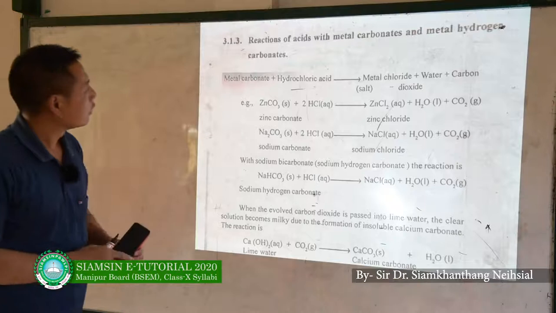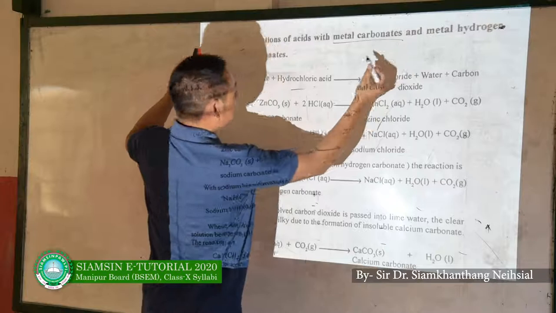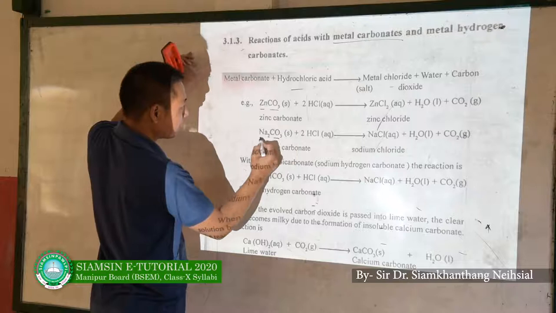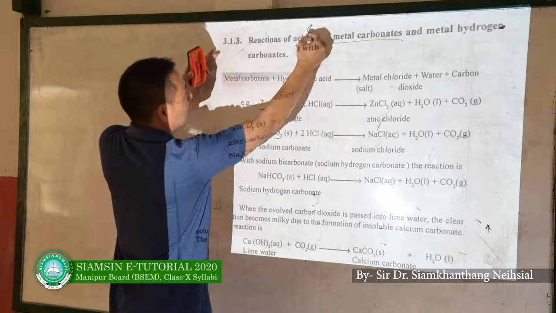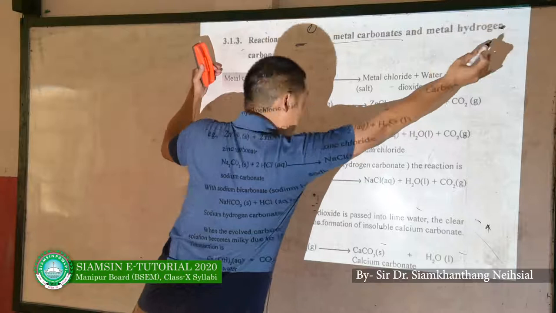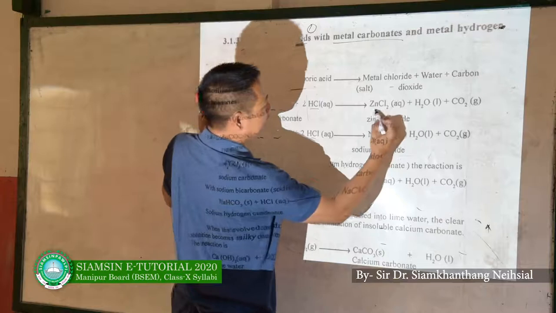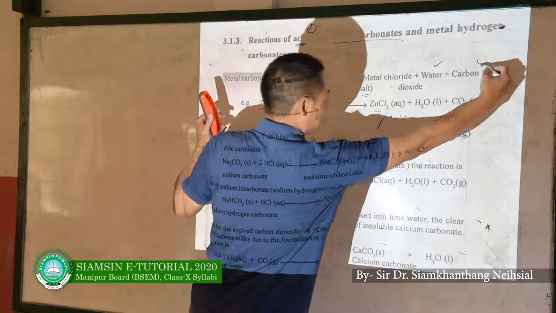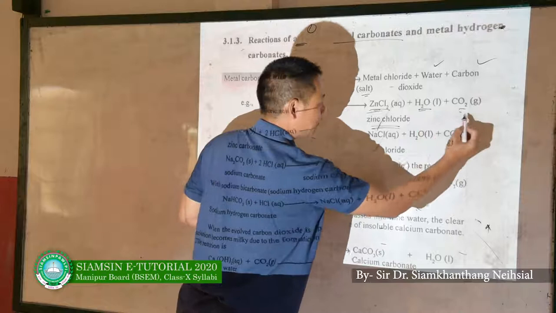Metal carbonate, carbonate of the metal, reacts with acid. Number two, acid reacts with metal to give hydrogen. When acid is mixed with carbonate, you get salt, water, and carbon dioxide also.